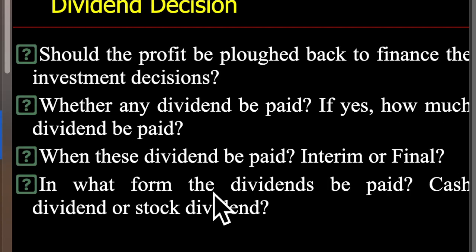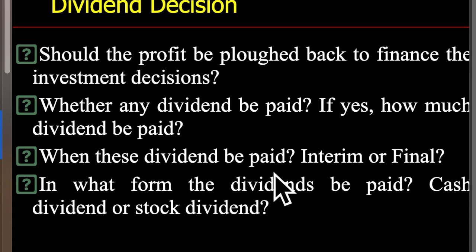So, decision. How does the company make this dividend decision? Should the profit be plowed back to refinance the investment decision, which is, should the company pay dividend or should they retain their income and expand their company's investment? Whether any dividend should be paid, if yes, then how much should be paid? And when should these dividends be paid, is it interim or final? Is it quarterly or do you want to pay at the end of the year?